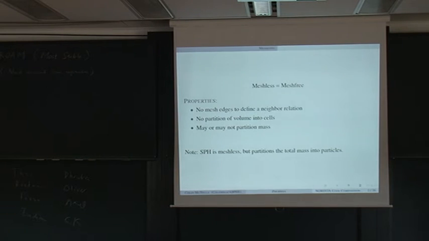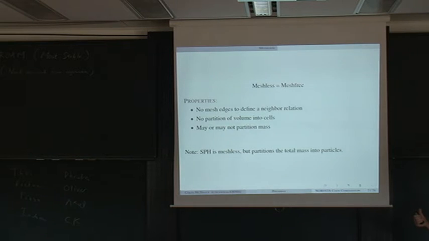So, the first thing I noticed is that when we did the program for this meeting, we got the term mesh-free up there. Just to point out, meshless and mesh-free, as far as I can tell, are the exact same term. They're used interchangeably across the literature. The property of something that's mesh-free, what we're talking about when we say that, is that there are no edges that define a neighbor relation between your discretization points.